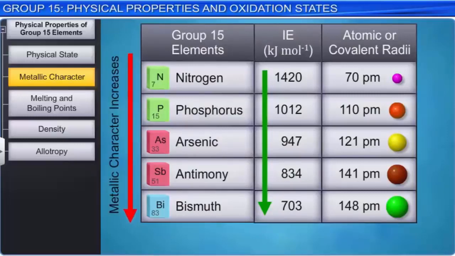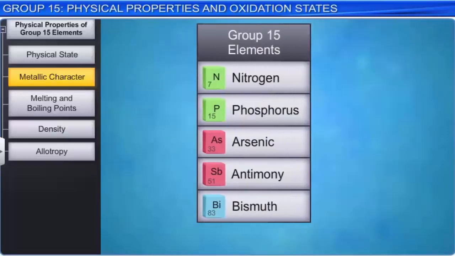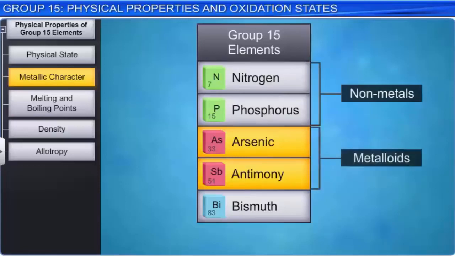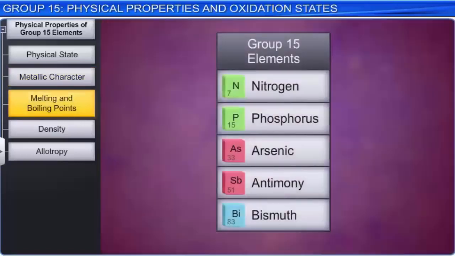The first two elements of this group, nitrogen and phosphorus, are non-metals, and the next two, arsenic and antimony, are metalloids, while bismuth is a typical metal. Next, let's look at the trends in melting and boiling points.